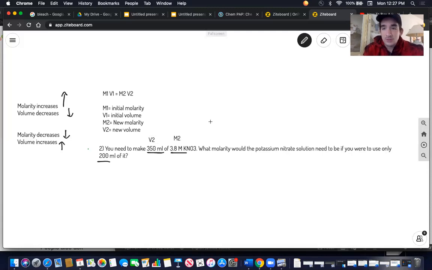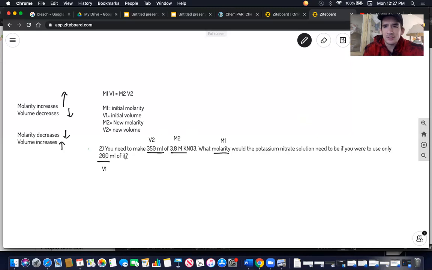So it's going to be on the other side of the equation because we're producing it. What molarity would the potassium nitrate solution need to be? So I need to be finding M1 here because I'm only using 200 milliliters of it. So that's going to be V1, the initial value. I need to make this stuff, so that's going to be V2, M2, and then M1, V1 are going to be over here. So we're finding M1, because we're only using 200 milliliters.